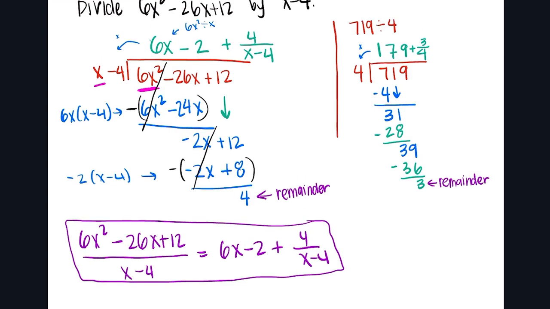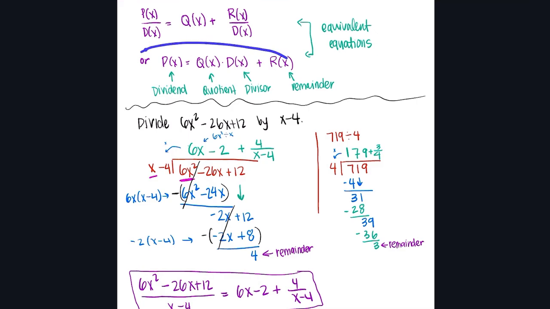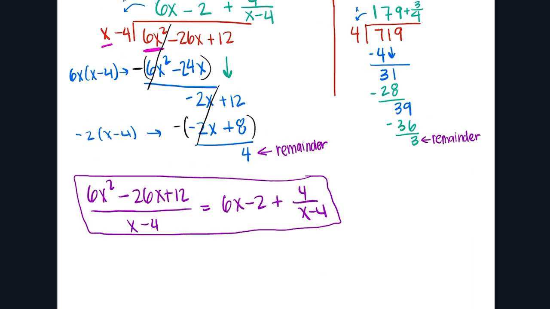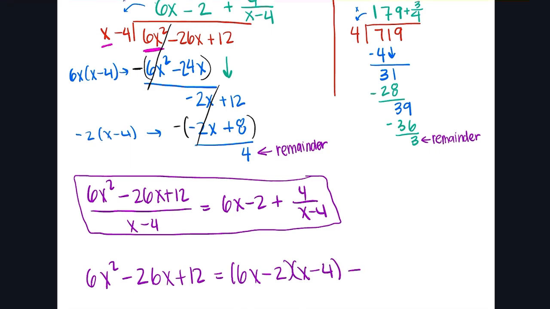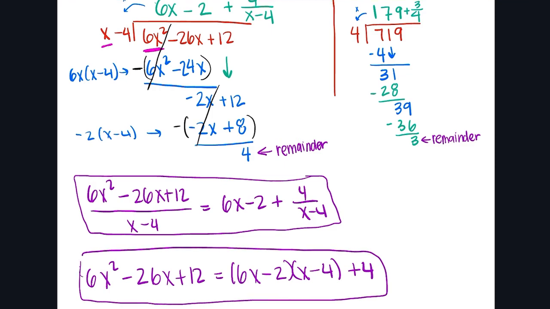this form right here. So I could also say that 6x squared minus 26x plus 12 equals, and we could find that by taking your 6x minus 2 and multiplying it by the x minus 4 and then adding 4 to that. So both of these are the same thing. They're just different ways of expressing the relationships between these polynomials.